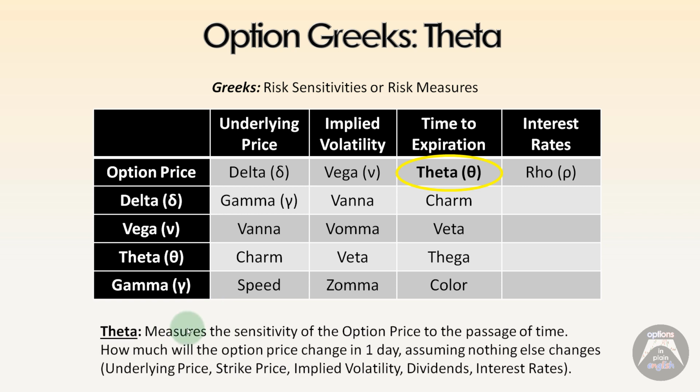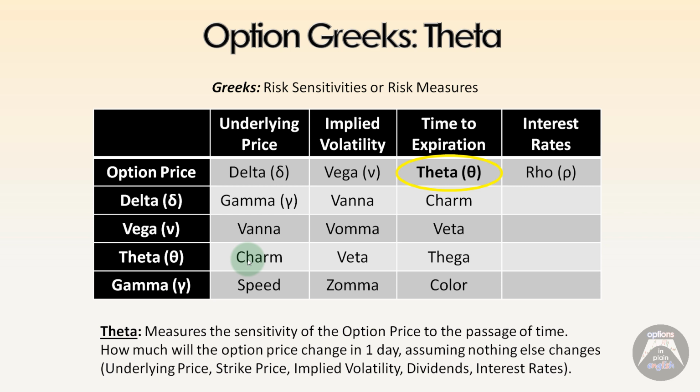In this case, theta measures the sensitivity of the option price to the passage of time. Or in other words, how much will the option price change in 1 day, assuming that nothing else changes? Like the underlying price, strike price, implied volatility, dividends, interest rates. So we freeze everything and we only change the time to expiration by 1 day. So 1 day less, 1 day passing. And we're going to see the difference between the option price before and the option price after. That's exactly what theta measures.